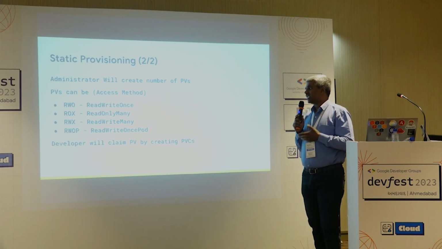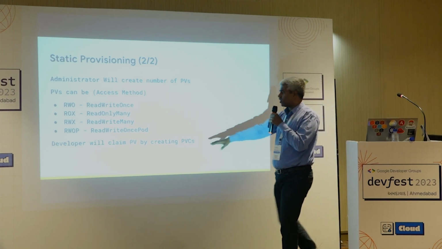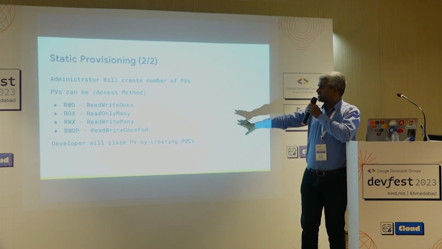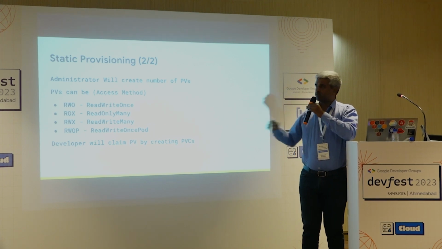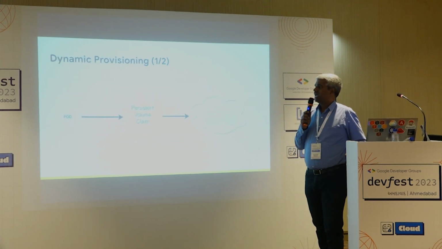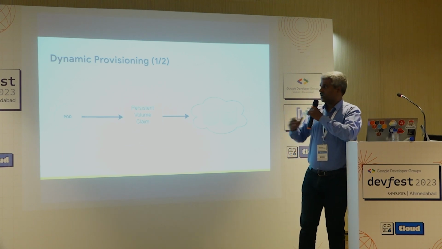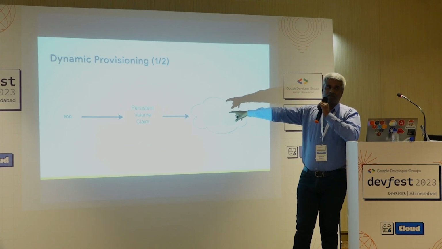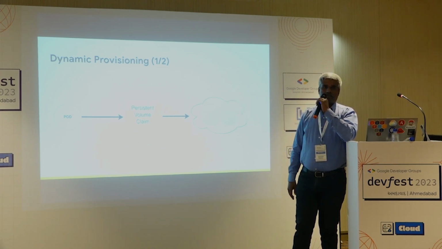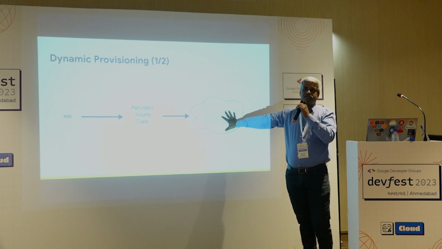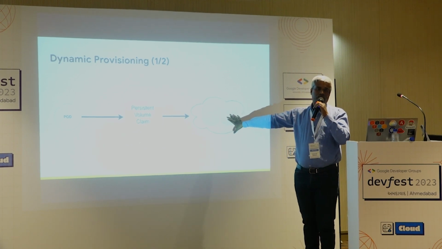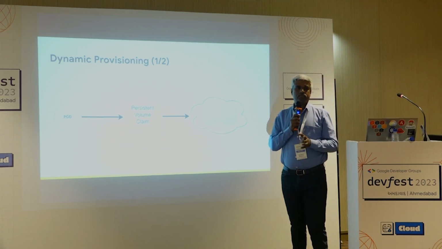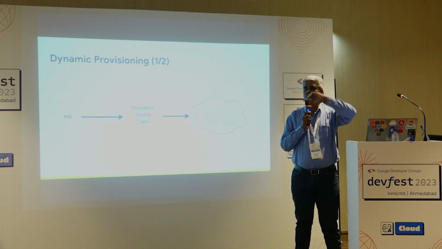So the developer will claim a PV by creating what? A PVC. So again, you have to create a PV and PVC both, right? So this is static provisioning and this is dynamic provisioning. Here you request only saying that I need 5 GB storage in the PVC, the persistent volume claim. That goes and provisions a 5 GB disk on the cloud by default. That is known as dynamic provisioning. Anyone know who does this? Who goes and provisions the disk for you?